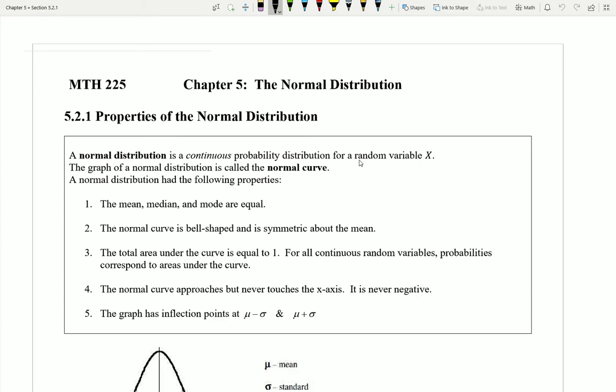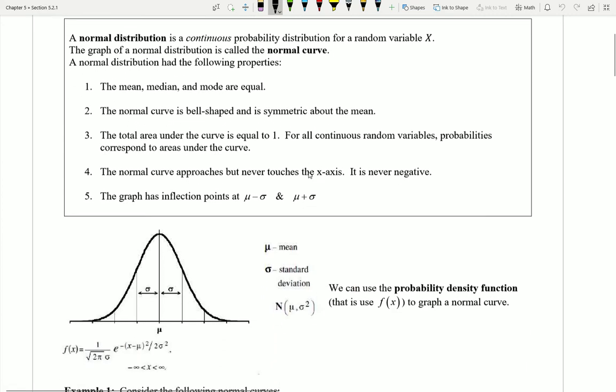Now, a normal distribution, as I state here in the box, is a continuous probability distribution for a random variable of x. The graph of a normal distribution is what we call a normal curve. So remember that continuous distributions will be represented by curves, whereas discrete distributions we thought about as being organized in a table, like we did with the binomial distribution. So here are just a couple quick properties of a normal distribution. The mean, the median, and the mode are all equal. As seen here below, it has a bell-shaped or symmetrical distribution.